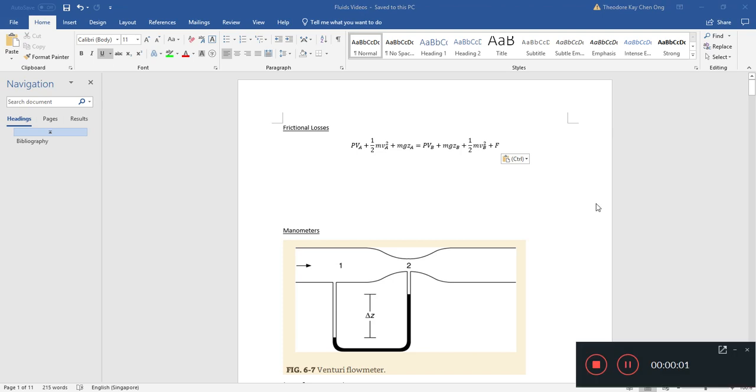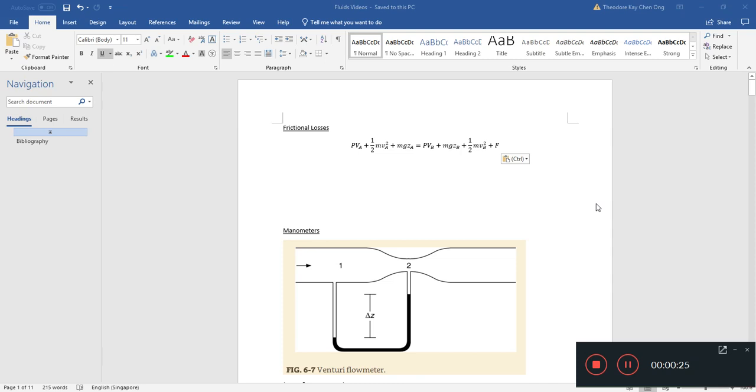Welcome back, and we're going to continue our discussion of fluid mechanics. In the last video, we were talking about manometers and went through an example, but if you haven't gone through that, don't worry. As long as you have a basic understanding of how manometers are supposed to be read and how they work, you should be okay.